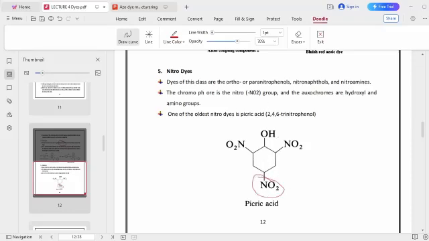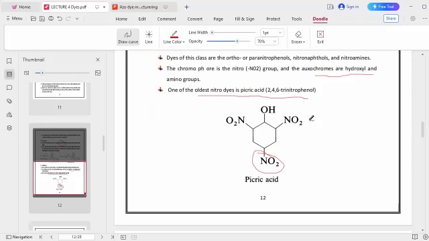An example is picric acid. It has the NO2 group, but it also contains additional groups such as oxochromes. And remember, oxochromes are groups that can modify the color intensity of the dye. So it is NO2, NO2, NO2, but it also contains an oxochrome group here, the hydroxyl group. It's one of the oldest nitro dyes, picric acid, 2,4,6-trinitrophenol.